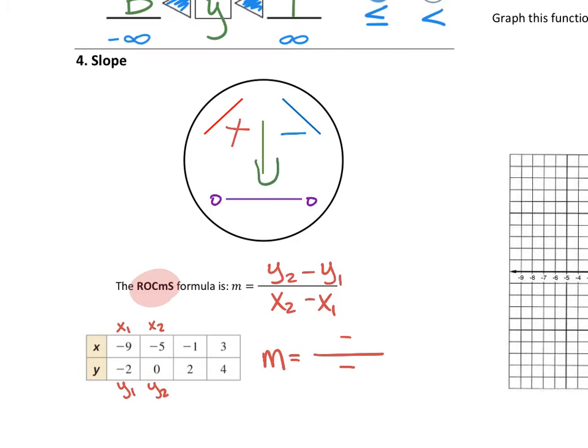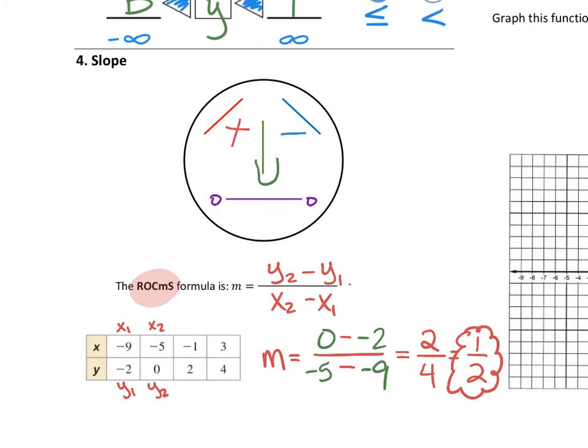The first y is 0. Sorry, the second y is 0. The first y is negative 2. The second x is negative 5. And the first x is negative 9. Taking them exactly out of the table and putting them into my formula. At this point, you can throw that into Desmos, but if you're doing this in your brain, 0 minus negative 2 is like 0 plus 2. That's 2. Negative 5 minus negative 9 is like negative 5 plus 9, which is 4, which means that my slope is 1/2.